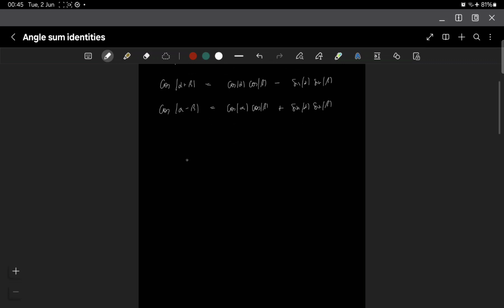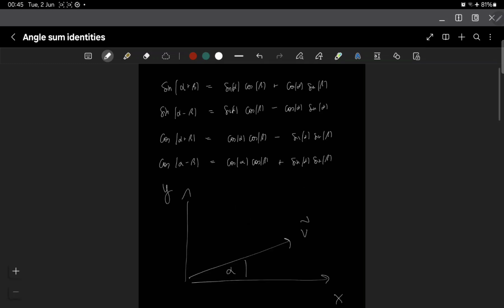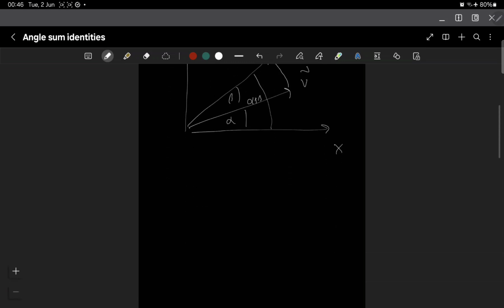So the way to derive these identities is to do the following. Let us say you have the x and y coordinate system, and let us say we have a vector v which has an angle alpha. Then we can rotate this vector v by the rotation matrix. So we get the rotation matrix as a function of beta times v, and we rotate it by an angle beta, right? So what we then get is a vector with the angle alpha plus beta, right? So that's what we're going to do.